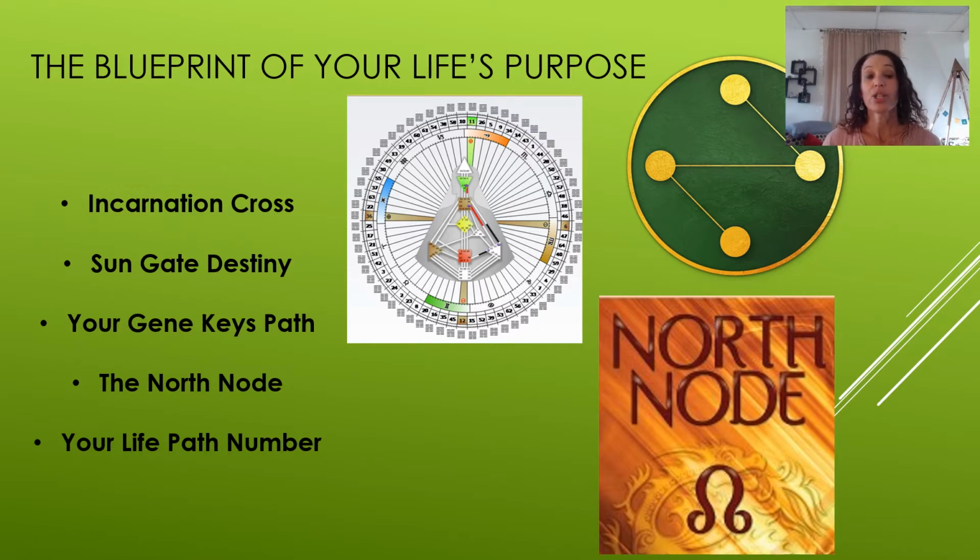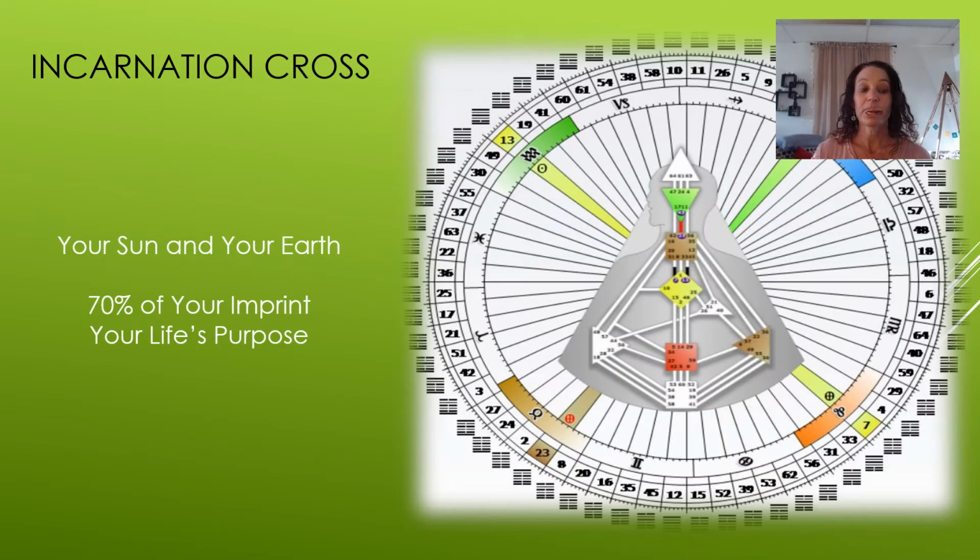So our Incarnation Cross is going to be the main thing that you're going to see next in your PDF report. And this holds a significant amount of energy of the Sun and the Earth that is influencing your imprint of your life's purpose. So the Sun holds about 70% of our imprint of our life's purpose through the neutrinos that have influenced us.